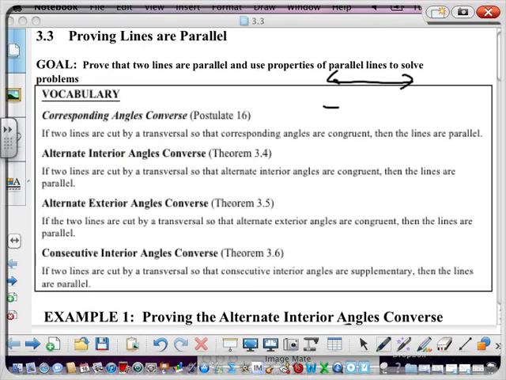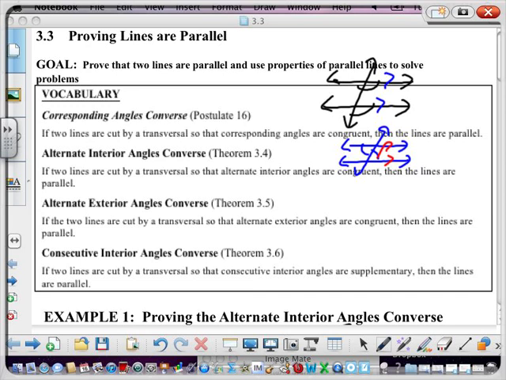So we've got two lines. We don't know that they're parallel, but we know that the corresponding angles are congruent. Therefore, we've proven that they are parallel. Alternate interior angle converse. We've got two lines cut by a transversal. The alternate interior angles are congruent. Therefore, the lines are parallel.